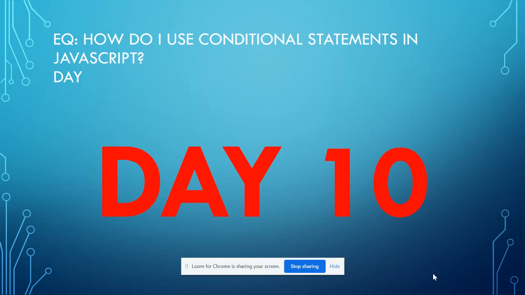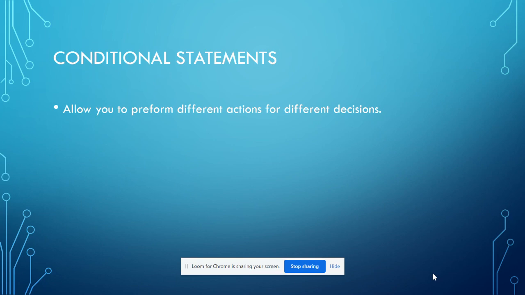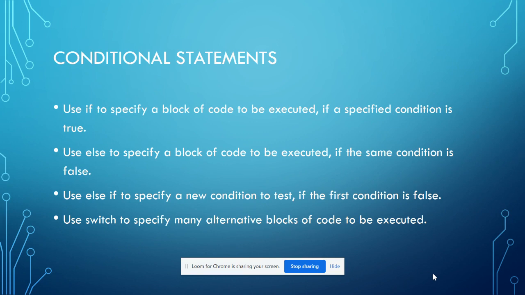All right, so today we're going to look at how we use conditional statements in JavaScript. Conditional statements allow you to perform different actions for different decisions. You use if to specify a block of code to be executed if a specified condition is true. You're going to use else to specify a block of code to be executed if the same condition is false.